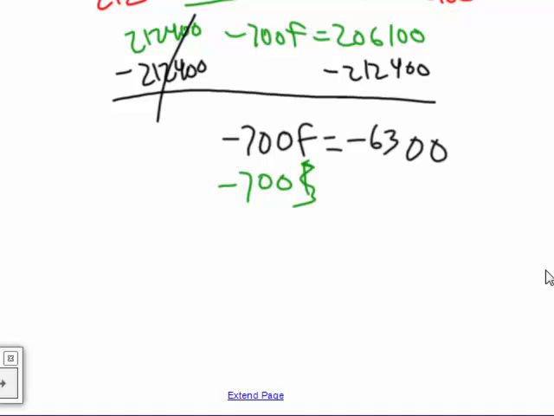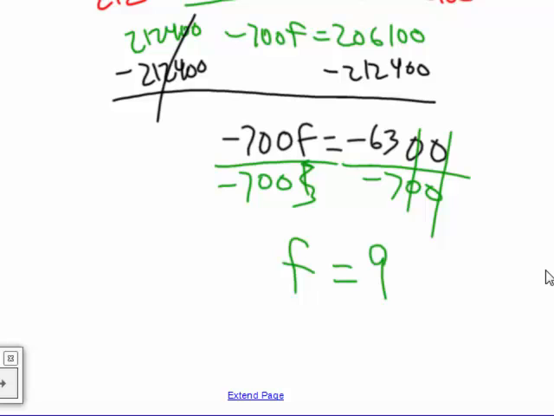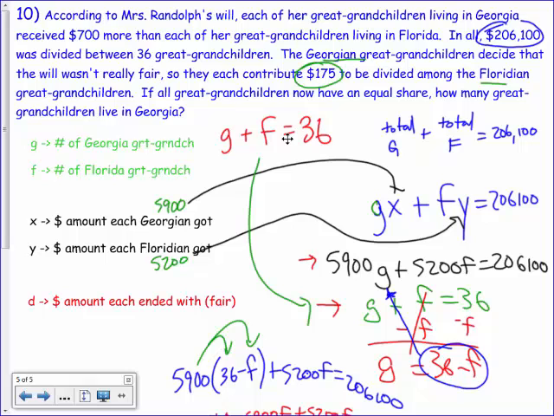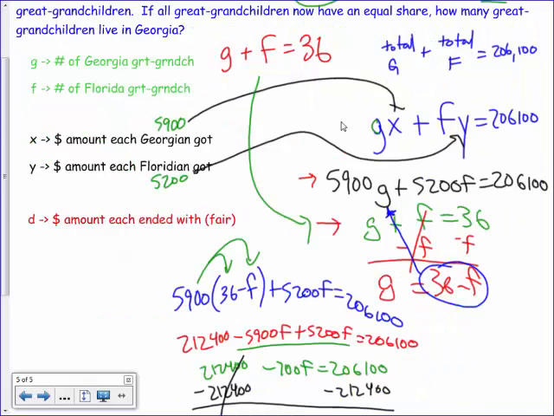And lastly, divide by negative 700. Really, the zeros cancel, and negative 63 divided by 7 gives us 9. So F is 9. So that's what? The amount of Florida great-grandchildren. And what did our original question ask for? And we're going to have to go way back up top here. It said, if in all, great-grandchildren now have an equal share, how many great-grandchildren live in Georgia?